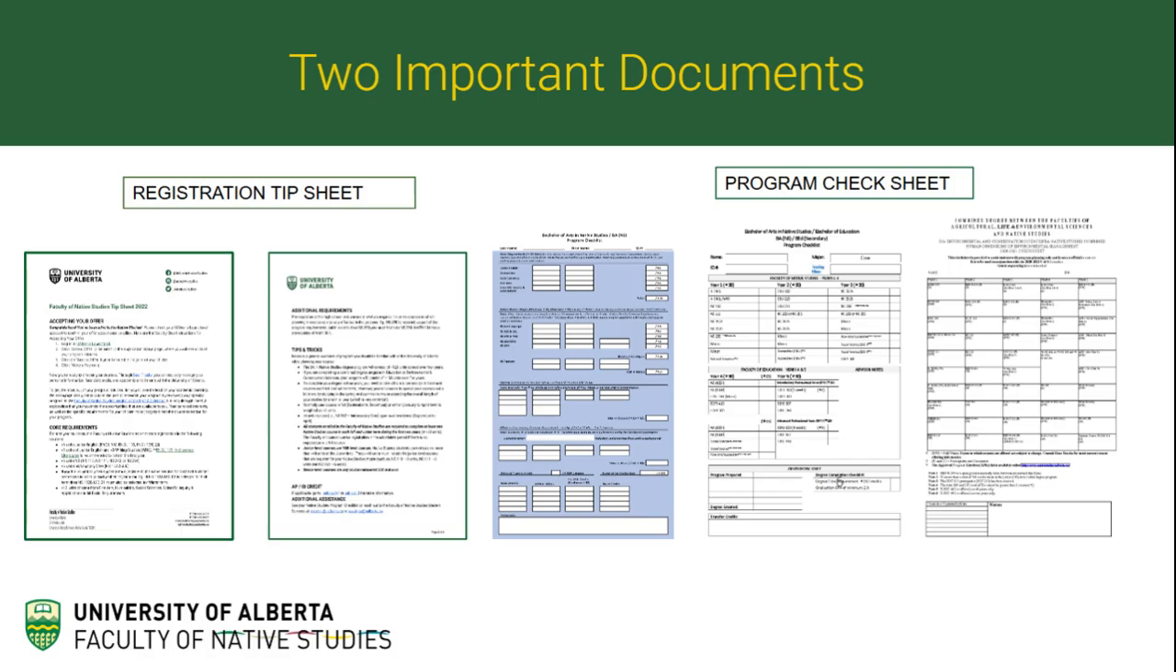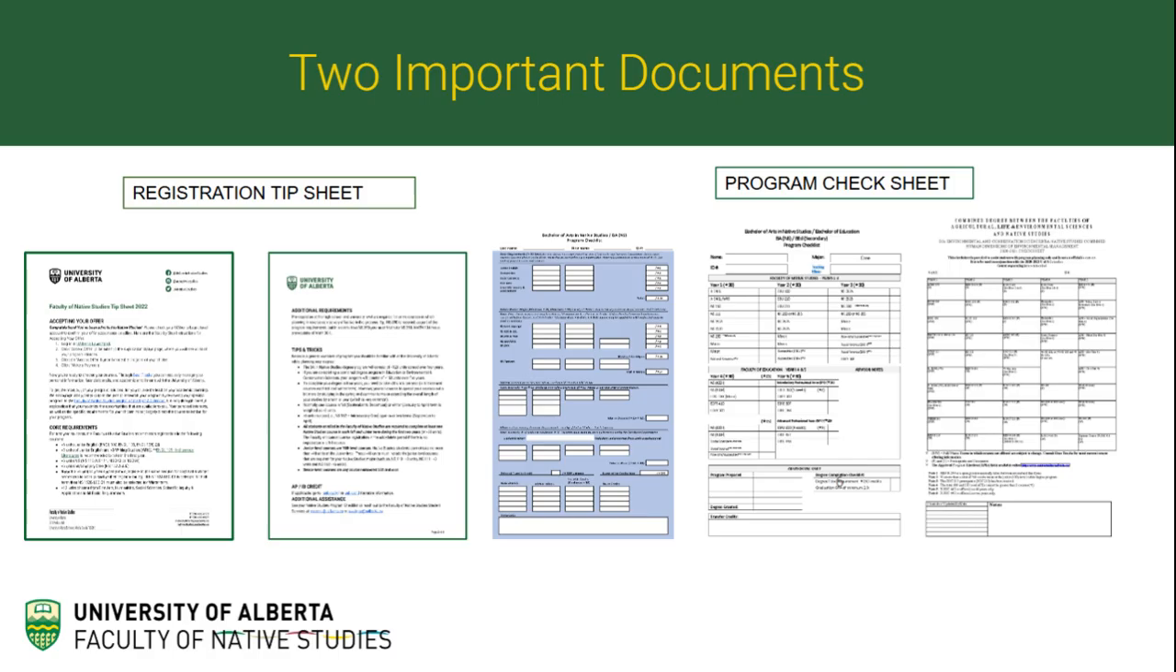The first document on the left is your registration tip sheet. This document complements what we are covering and will help you choose the correct courses for your first year of Native Studies. The second document is your program checklist sheet. It will look like one of the 3 documents on the right-hand side, depending on which Native Studies program you've been admitted to. The first sheet in blue is the General Bachelor of Arts in Native Studies program.